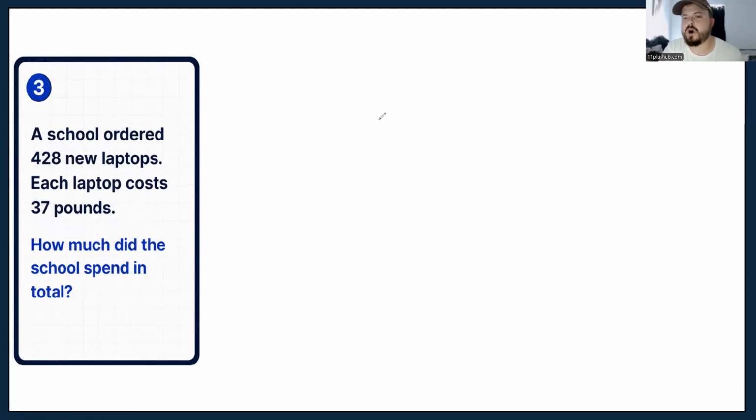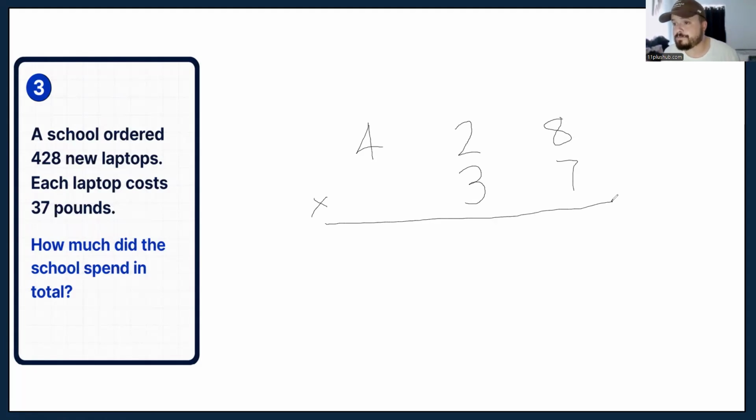But if you're quite new to this, what I would do is when you're setting this question out, perhaps put lots of space between the numbers. So 428 multiplied by 37. If you give yourself this room to work your question out, then it becomes less cramped and a lot easier to see what's going on, okay?